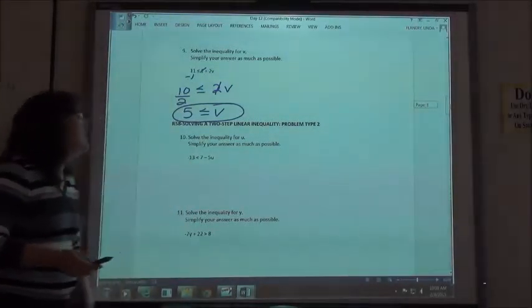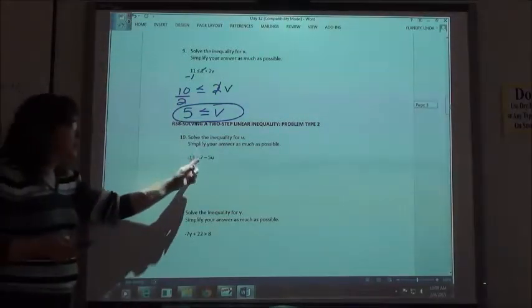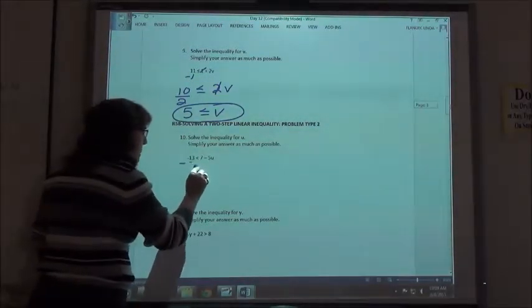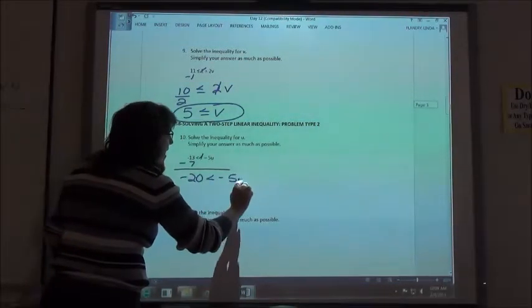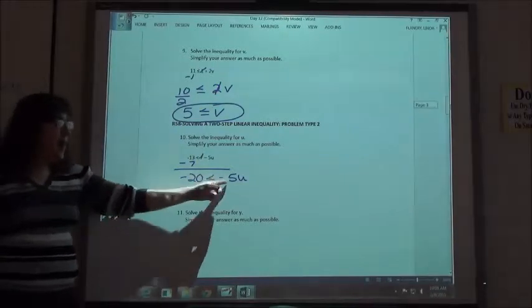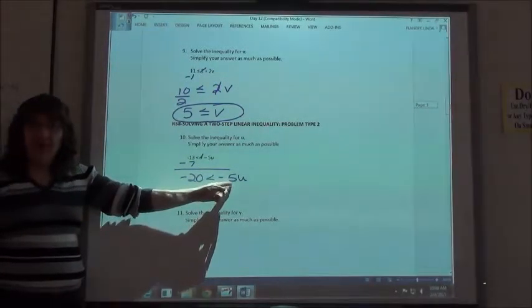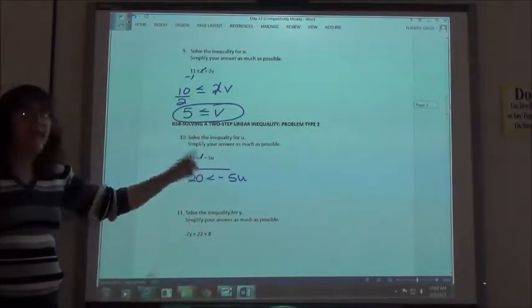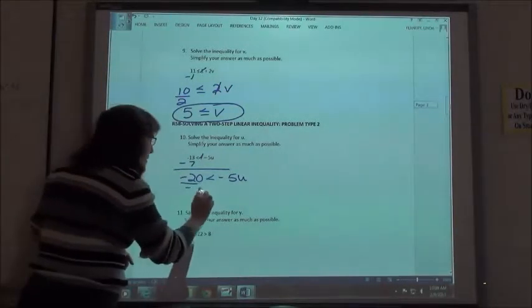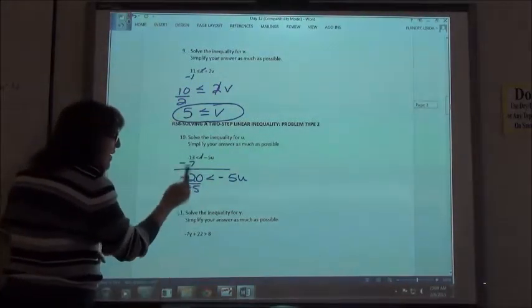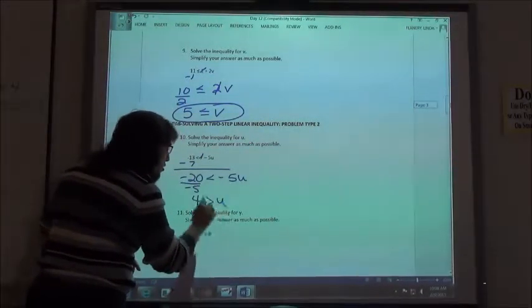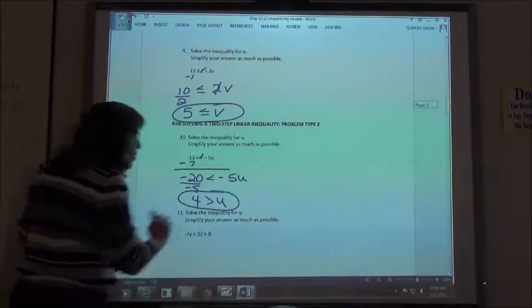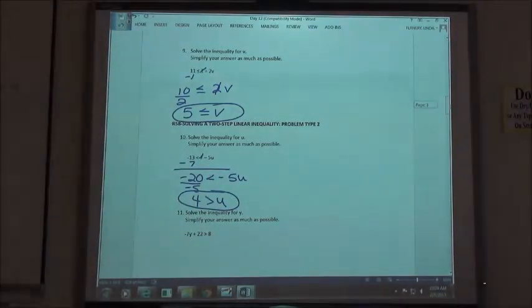So in number 10, if I'm going to solve that for u, I'm first going to subtract my 7. Negative 20 is less than negative 5u. Now I'm going to divide by a negative 5. Since I'm dividing by a negative, I have to switch my inequality. Negative 20 divided by negative 5 is 4. I'm going to flip my sign, 4 is greater than u, and again, I would just leave it in that order. If you want to do u is less than 4, it's the same thing.